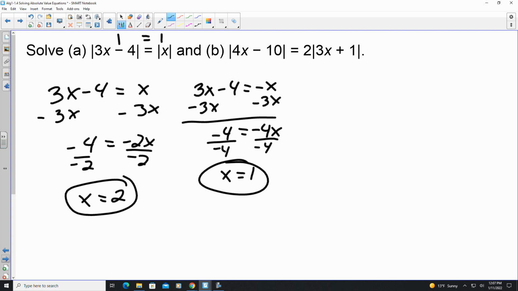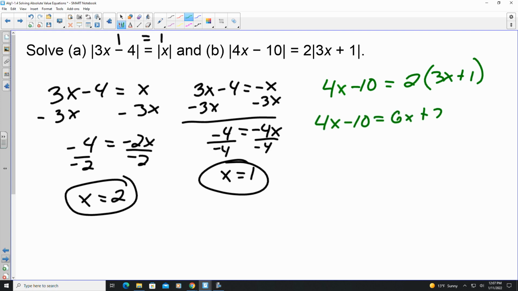If we were to look at example B, let's give that a try. So here I'm going to write this just eliminating the absolute values. So now this is going to be 4x minus 10 is equal to 2 times the quantity of 3x plus 1. Here, I would distribute the 2, so now this becomes 4x minus 10 is equal to 6x plus 2.